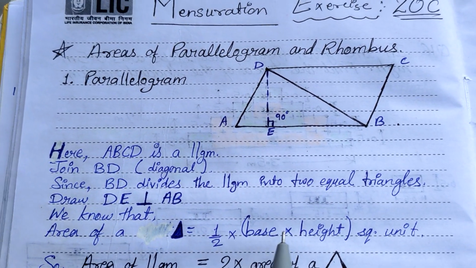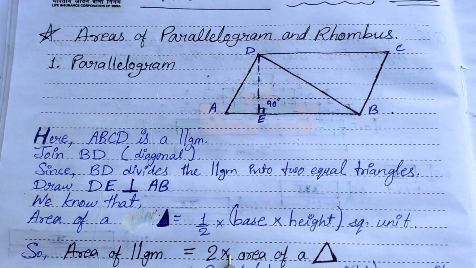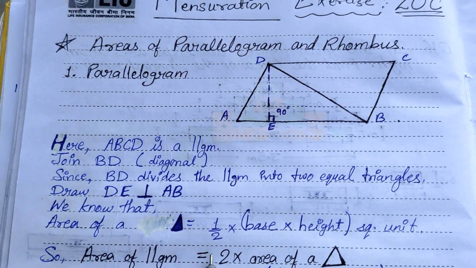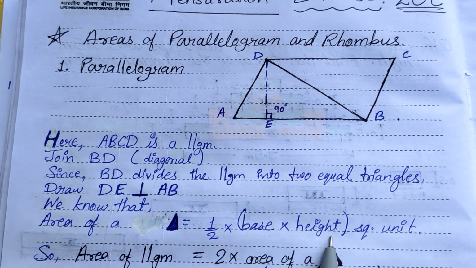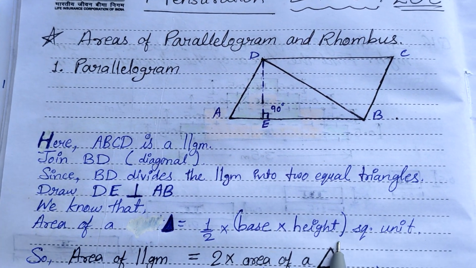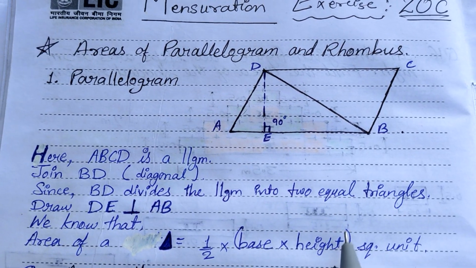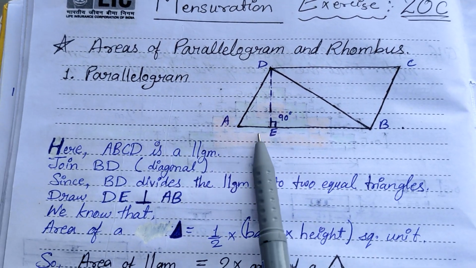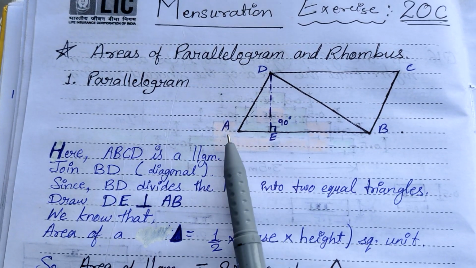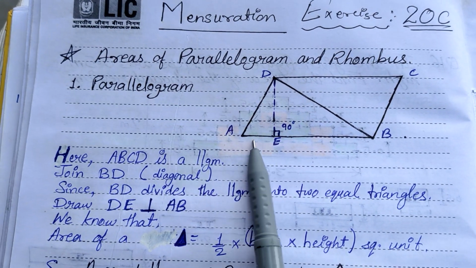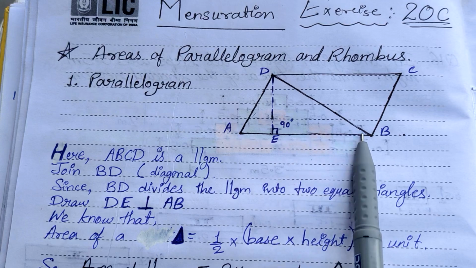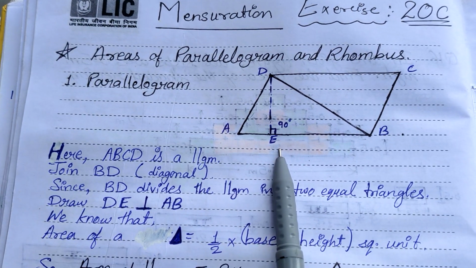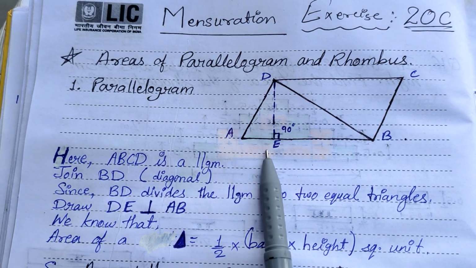We know that the area of a triangle is equal to 1 by 2 into base into height square unit. Here we have two triangles. For this triangle ABD, the base is AB and the height is DE.